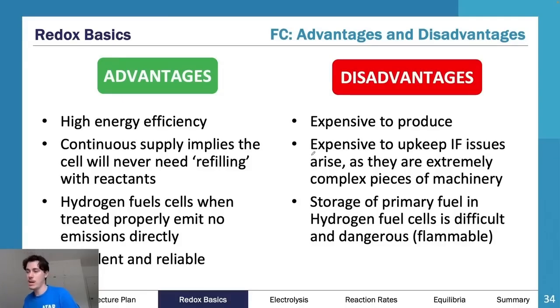Why are we using them everywhere? And you need to be able to discuss what the advantages are, what the disadvantages are, what is stopping us from using fuel cells everywhere, and what is allowing us to use fuel cells more. Discussing those features is super important.